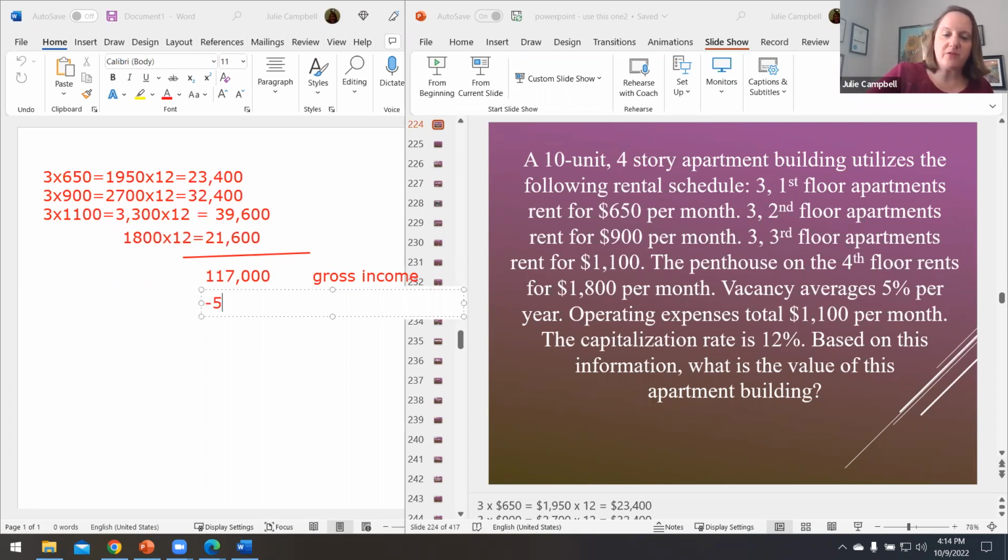Vacancy averages 5%. So from our gross income, we need to deduct 5%, which leaves me with an effective gross income. I'm going to call it the EGI, effective gross income of $111,150. The dream is for me to make 117 this year, but in reality, because I have vacancies and collection losses, I'm actually only going to make $111,150. That's what we mean by the dream versus the reality.